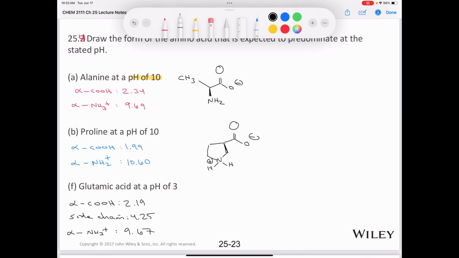Okay, and finally we have glutamic acid at a pH of 3. A pH of 3 is going to be more basic than the carboxyl group, and so that's going to be deprotonated, but it's more acidic than the side chain and the ammonium, and so both of those are going to be protonated. So we'll start by drawing out the side chain, which again is going to be protonated. And then we have the amino group, which will be protonated as well. But the alpha carboxyl group is going to be a carboxylate. It will be deprotonated.